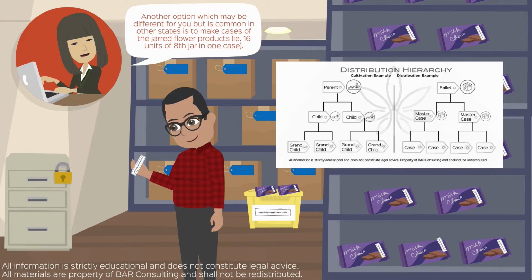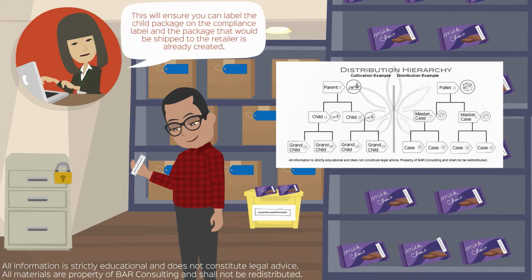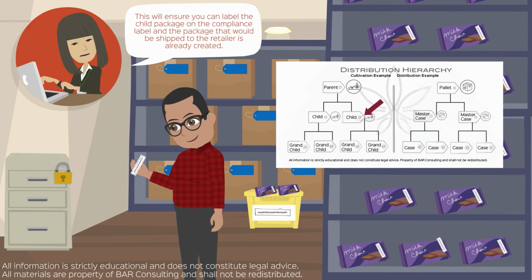Another option, which may be very different for your workflows, however, very common in other states that have distribution warehouses, is to create cases of the jarred flower products, for example, 16/8 jar cases. This will ensure you can label the child package on the compliance label, and the package that would be shipped to the retailer is already created, so no repackaging to the retailer.